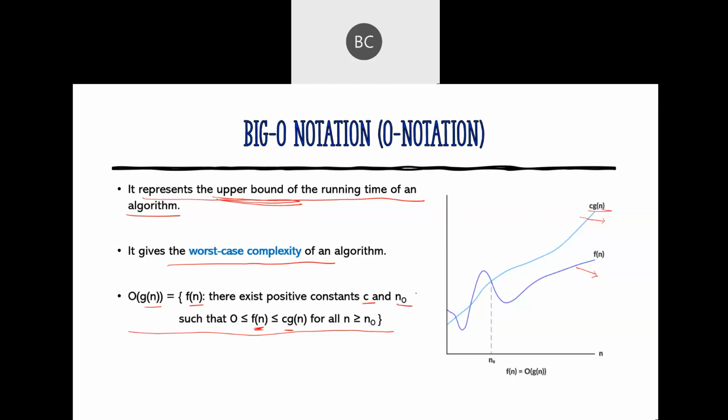So this is the constant term and n naught. Your total input size n should always be greater than n naught, meaning some arbitrary input value. So this is the most commonly used notation and defines the upper bound. That means the maximum time taken by the algorithm.